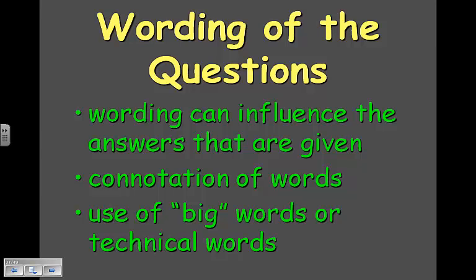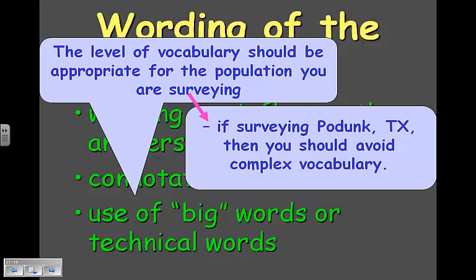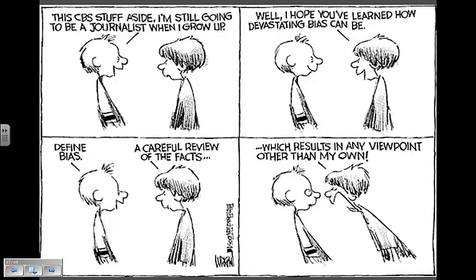You have to try to avoid using big words or technical words. The level of vocabulary needs to be appropriate for the population that you're surveying. So for example, if you're surveying Podunk, Texas, you should avoid complex vocabulary. Trust me, I grew up in Texas and I'm well aware of that. As opposed to if you're surveying medical doctors, then you can use more complex technical wording because they have a lot of training and they're used to those things. So you have to be very careful. Your wording should be tailored to your population.